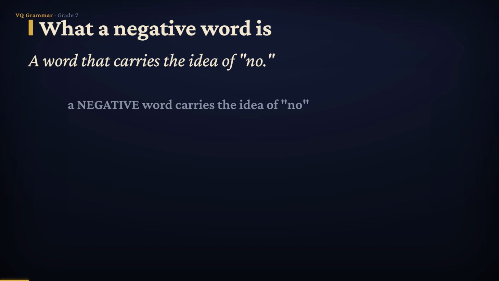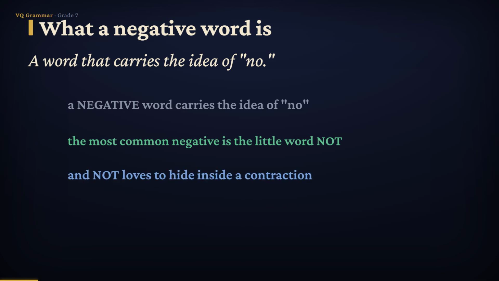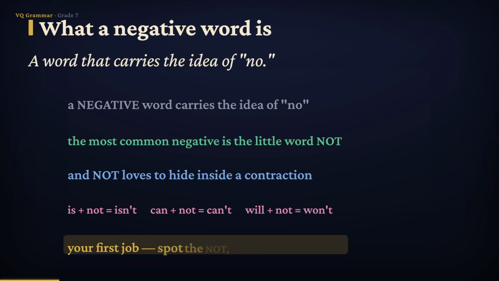A negative word carries the idea of no. The most common one by far is the little word not. And here's the tricky part. Not loves to hide inside a contraction. Look, is plus not gives you isn't. Can plus not gives you can't. Will plus not gives you won't. That apostrophe T on the end is really the word not in disguise. So your first job is simple. Spot the not, even when it hides.